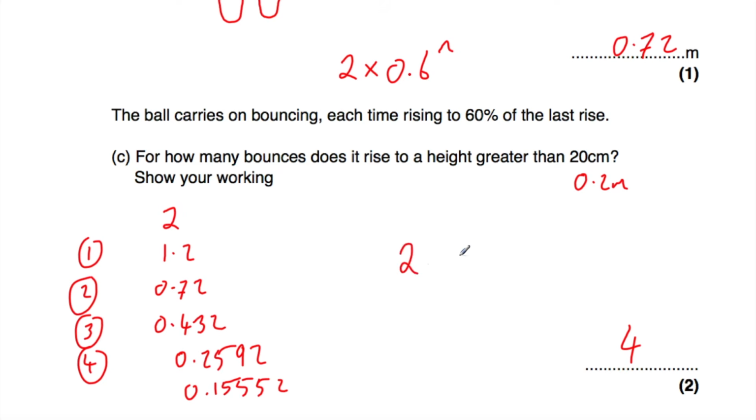Also remember, we could have used the formula. We could have done 2 multiplied by 0.6 and then just change the power for the number of bounces and find out when it's still greater than 0.2 meters or 20 centimeters, and that's it. Okay, let's look at our next question.